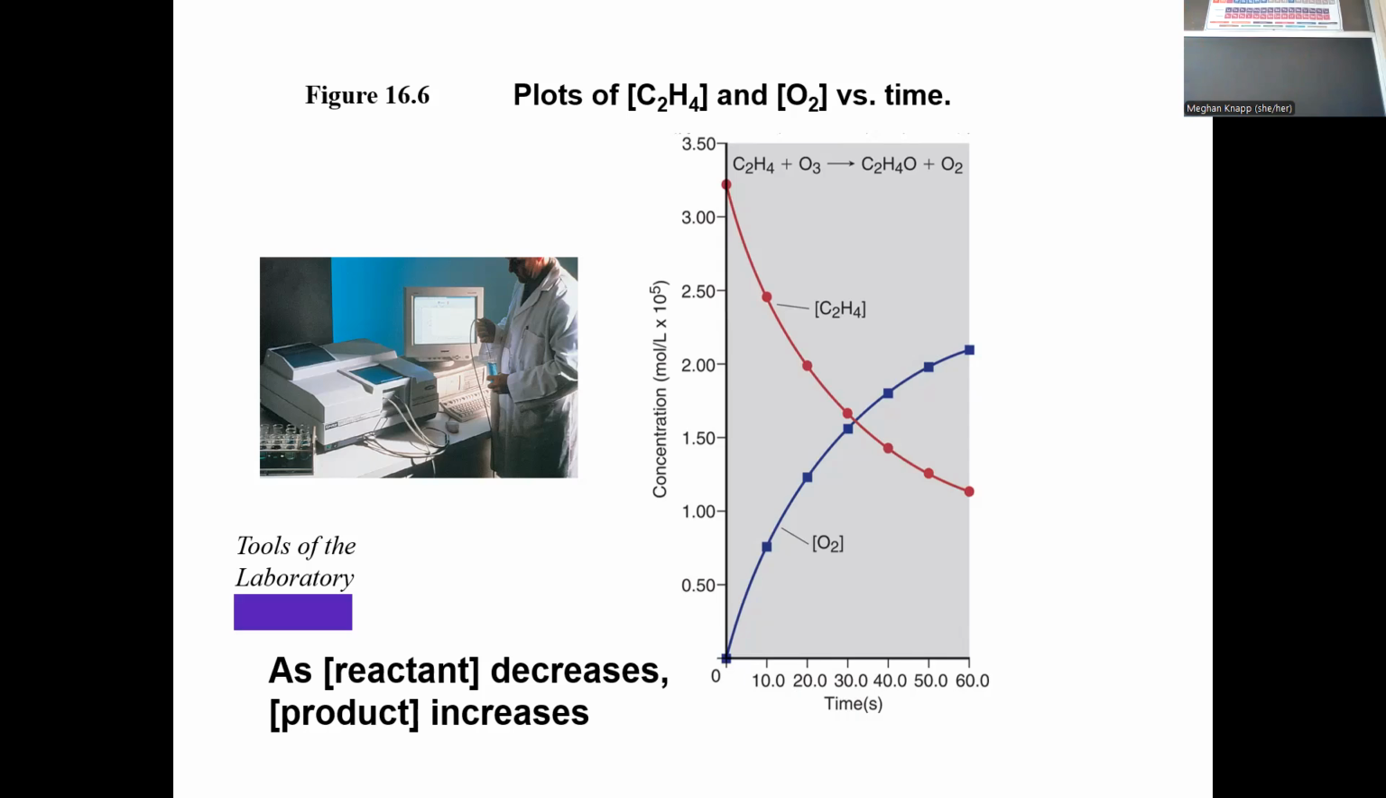So when it's more vertical here at the beginning, that's a fast rate. More vertical slopes are faster. And as it slows down, it kind of bottoms out. And then, of course, obviously, as the reactant decreases, the product increases.